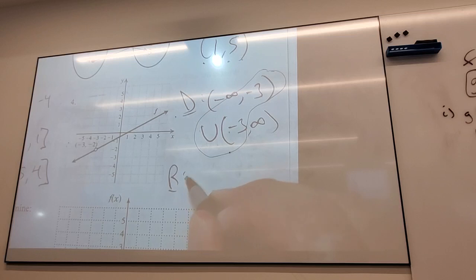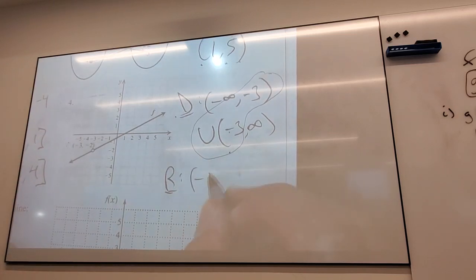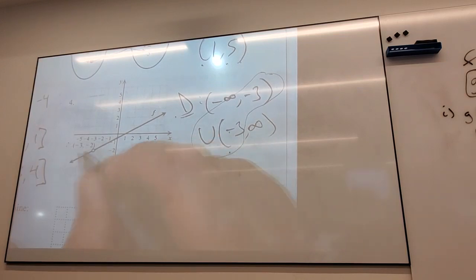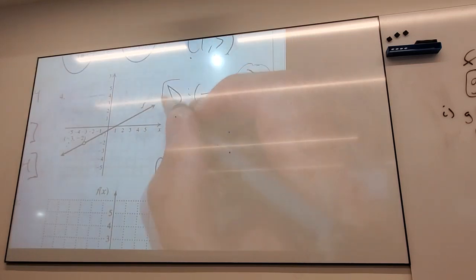What about the range? What's the lowest output I can get? Negative infinity. Does it also have somewhere it's got to stop? Good. Negative 2. And then pick back up from negative 2 to infinity. Infinity and beyond. Okay.